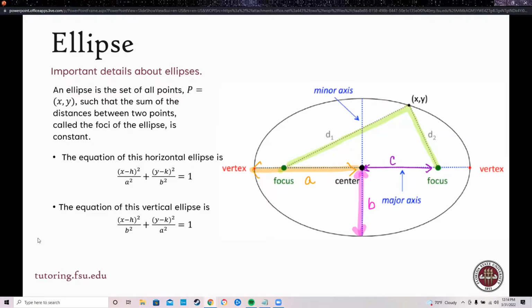Ellipses have very similar details to a circle, other than the fact that the axes now have different lengths. So right here we have a minor axis because it's shorter going this way than the major axis, which is longer going this way.